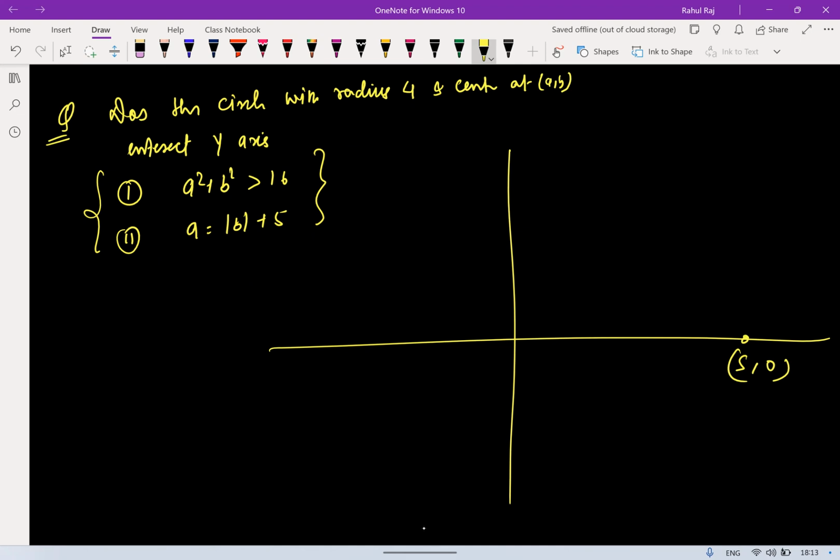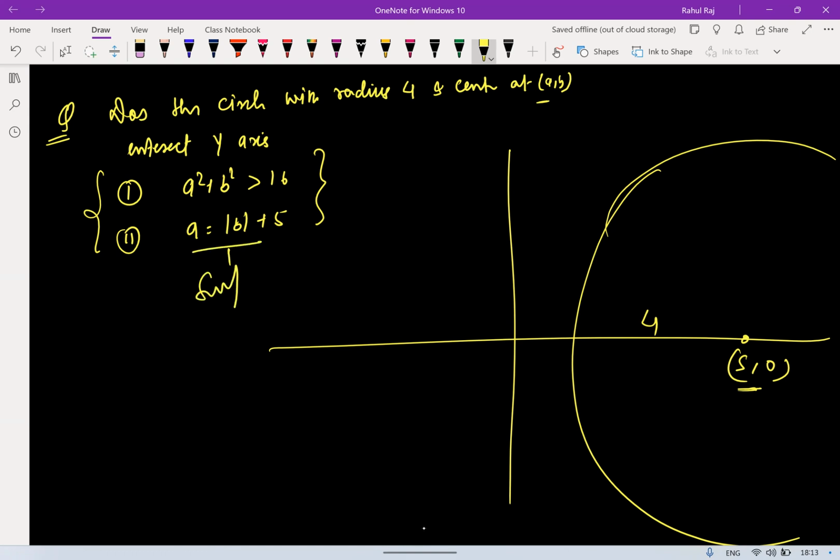Now, this is (5, 0). This is the center of a circle, and if you draw a circle of radius 4, it will never intersect the y-axis. To understand technically, does the circle with center (A, B) and radius 4 intersect the y-axis? I have to understand what the points A and B are. If (A, B) is (5, 0) and you draw a circle with radius 4, it will never intersect the y-axis. It's all coordinates that you are being tested on. So option number 2 is sufficient.